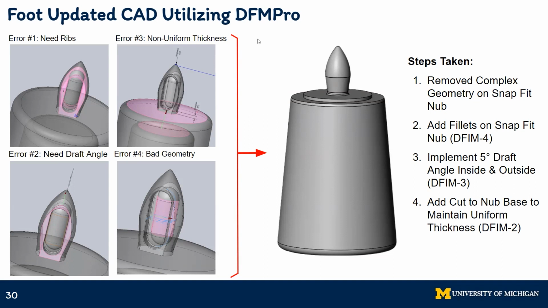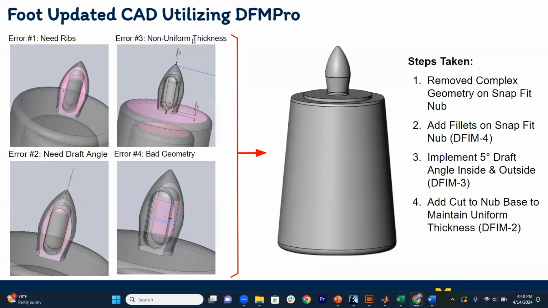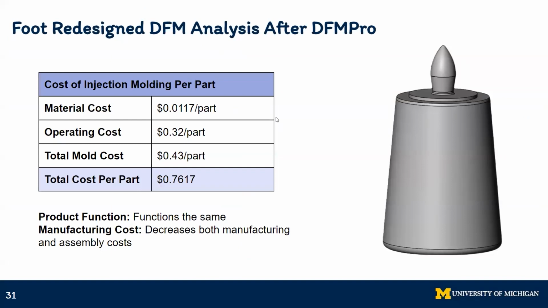Then, to address the non-uniform wall thickness within the base of the foot, following DFIM 3, we implemented a 5-degree draft angle both inside and outside the base of the foot. And then following DFIM 2, we added cuts to the base of the snap fit nub. After implementing these changes, we can see the updated CAD model of the foot on the right. As you can see, the foot redesigned after DfM Pro comes out to be about 10 cents less at 76.17 cents. The product's function stays the same, and we're aiming to decrease both manufacturing and assembly costs.